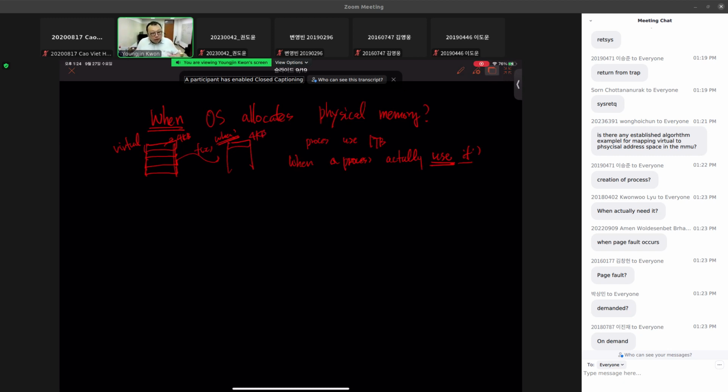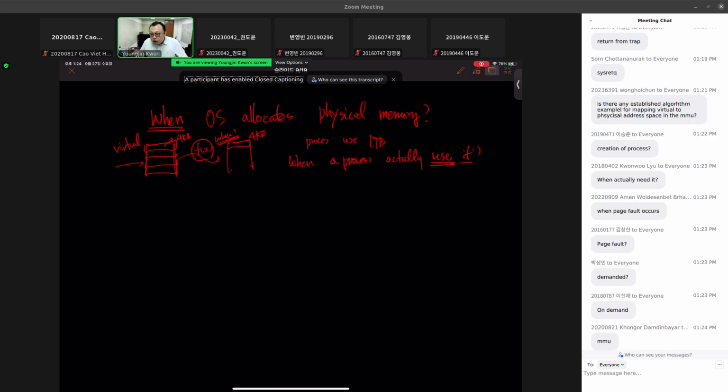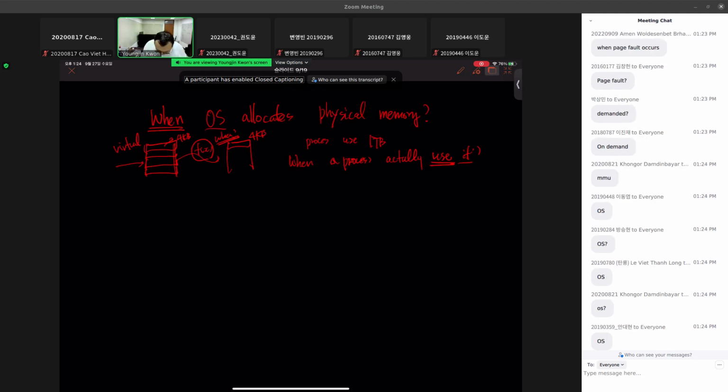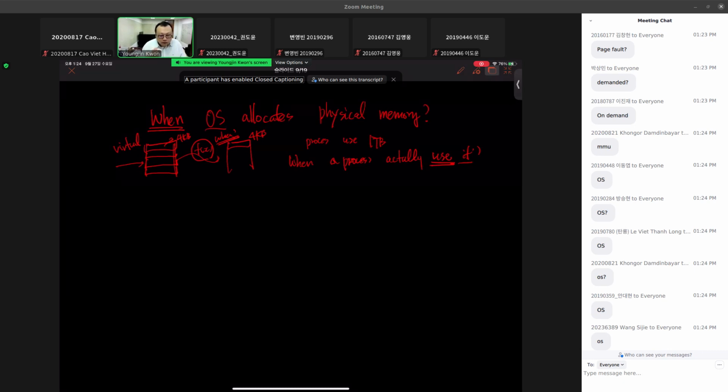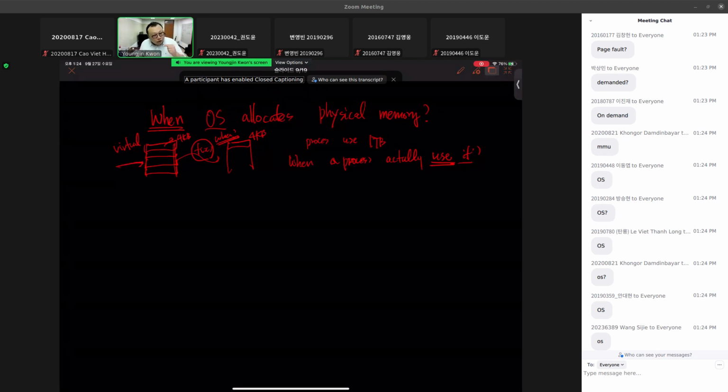Use it means that the application is trying to use the virtual address space. Then who creates this mapping? The MMU uses the mapping, but who actually makes this mapping between virtual and physical? It's the OS. This implies that when the application uses it, the operating system has to take control. As soon as a process tries to use a virtual address space, the operating system has to know. How does the operating system know?